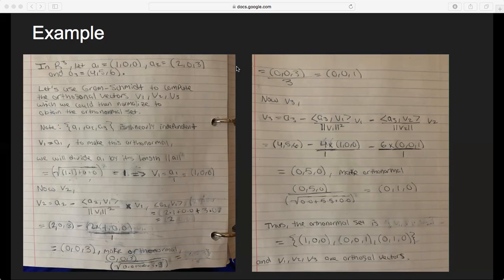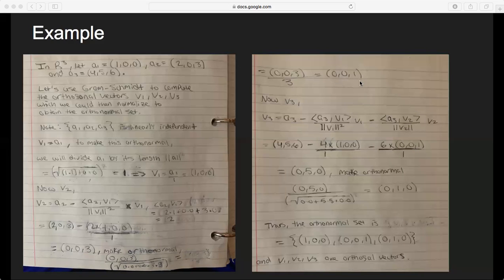And then we repeat the process again for V3, but we consider another part of it. So V3 is equal to A3 minus the projection of A3 onto V1 over the length of V1 squared times V1, and subtract that by A3 projected onto V2, multiplied by V2 that we just found, divided by the length of V2 squared. There's a typo there, but that should be squared. And we find that out to be (4,5,6) minus 4 times V1, 6 times V2, and we find that the lengths are also 1.